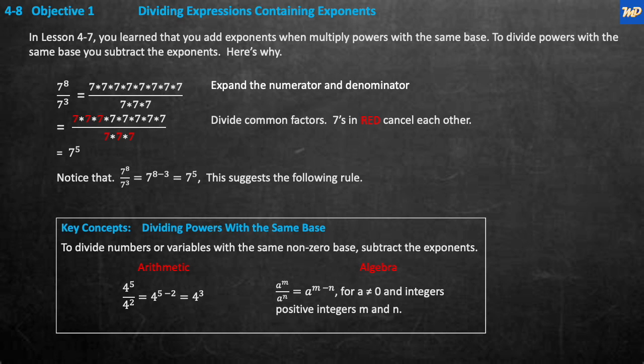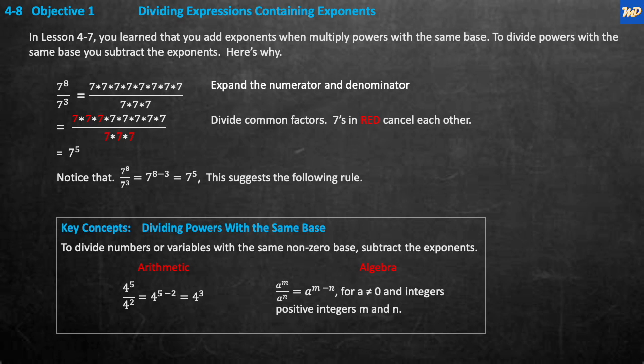Here's why. Let's look at the example here. 7 to the 8th power divided by 7 cubed. If we expand the sevens, we see that we have 8 sevens on the top of this fraction, and we have 3 sevens on the bottom.